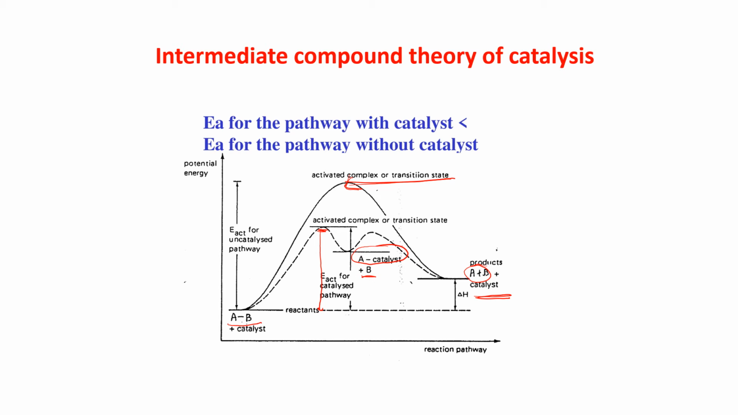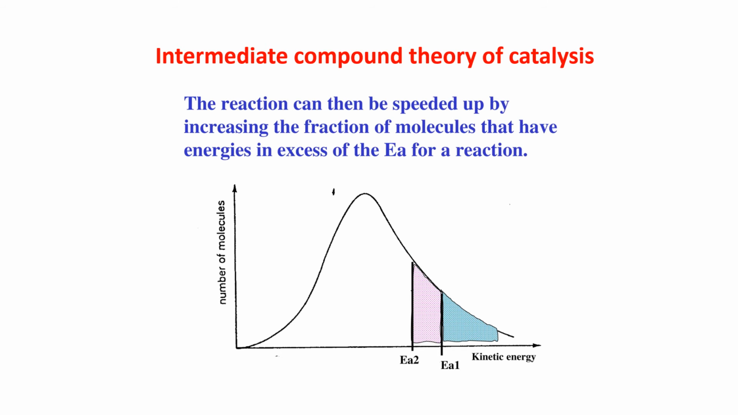Am I clear to you? That means the work of the catalyst is to decrease the activation energy by forming an alternative path. So the reaction can then be speeded up by increasing the fraction of molecules that have energies in excess of the activation energy for a reaction.